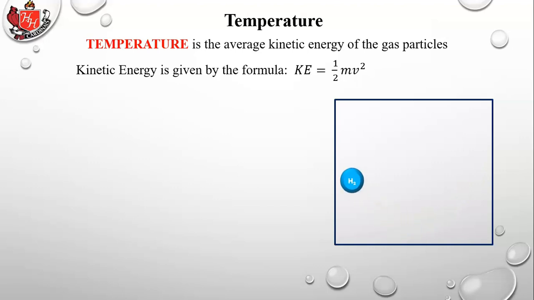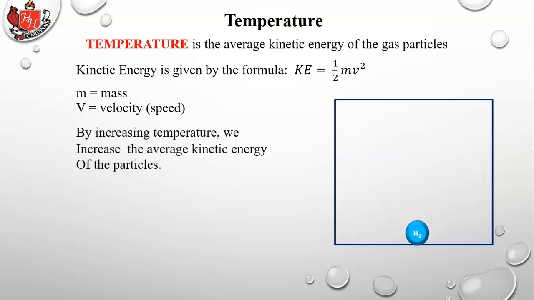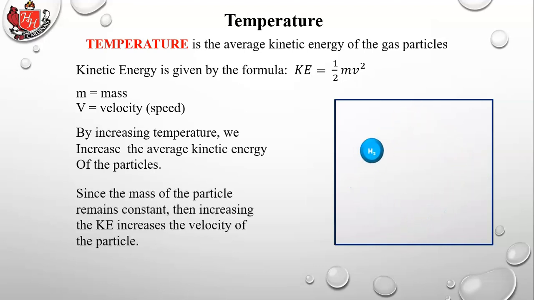Kinetic energy is given by the formula, and you may remember this from physics, maybe not. Kinetic energy equals 1/2 the mass of the object times its velocity squared. So m equals mass, v equals velocity. You can think of that in chemistry as speed, although there's a technical difference that you do learn in physics. By increasing temperature, we increase the average kinetic energy of the particles. Since the mass of the particle remains constant, increasing the KE increases the velocity of the particle.